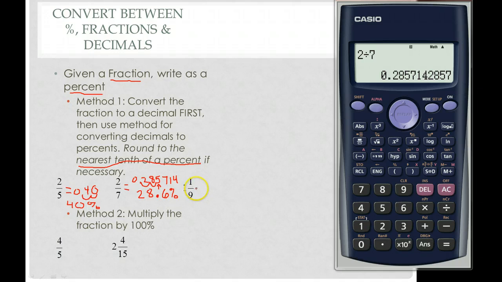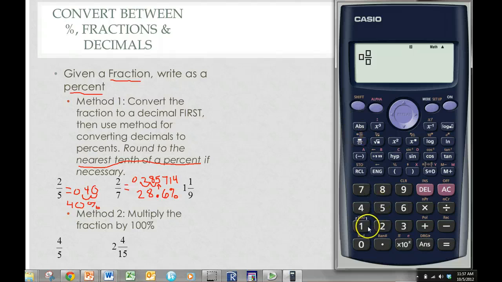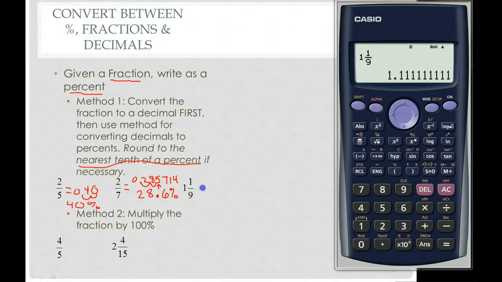Okay, the last one we're going to do is another mixed number, 1 and 1/9. And so again, we want to convert that to a decimal. So we're going to take our mixed number and say 1 and 1/9 is the same as 10/9. As a decimal, that's 1.111111111. Lots of ones. So that equals 1.1111. And then I move the decimal point 2 places to the right. And so as a percent, it's 111 point.